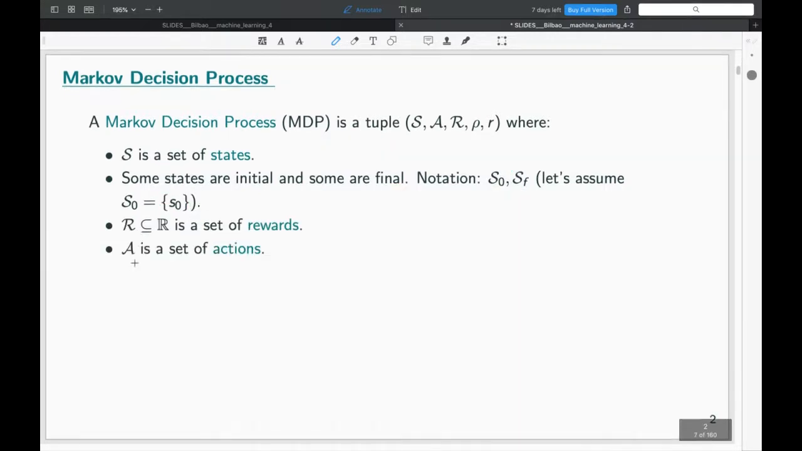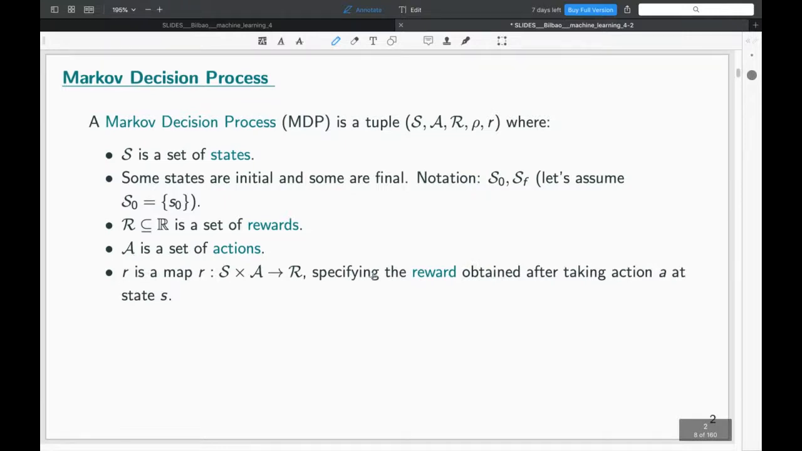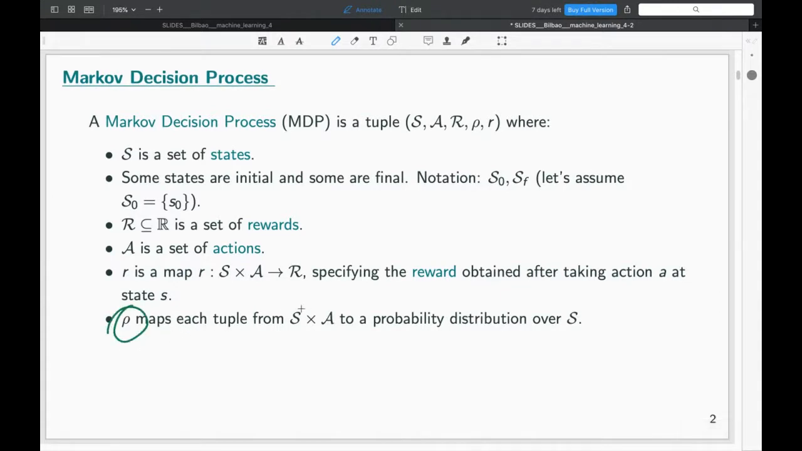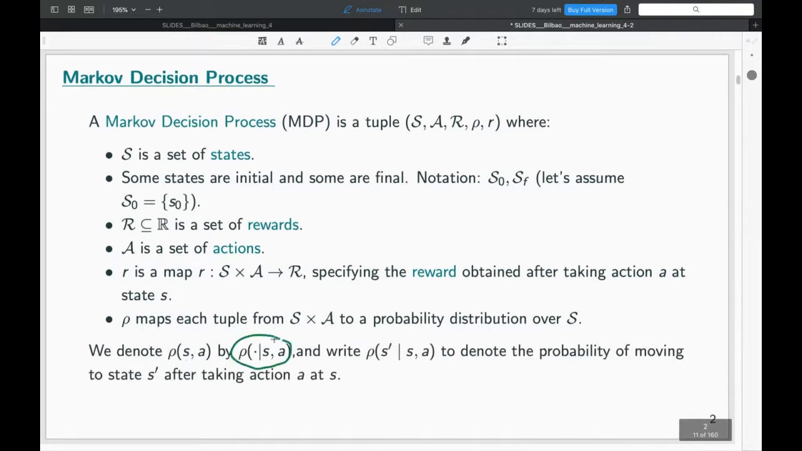R is a set of rewards, A is a set of actions, and R is a map that specifies the reward you obtain after taking an action A at state S. And then rho is the dynamics of the model. It maps each state and action to a probability distribution over S. So the probability distribution assigned to (S, A) is denoted like this in this conditional probability notation. And rho of S prime conditional on (S, A) is the probability of moving to state S prime after taking action A at state S.